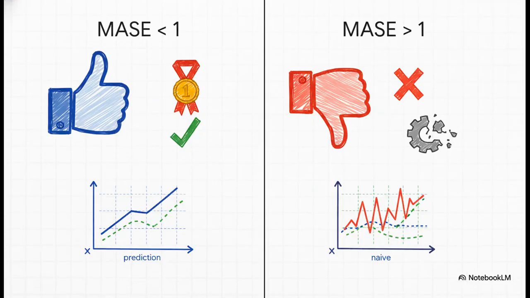And the best part? The takeaway is so simple. It's this one rule of thumb. If your MASE score comes in at less than 1, pop the champagne. Your model is officially better than a simple baseline. If it's more than 1, well, that means you might be overthinking things. It's an amazing reality check.